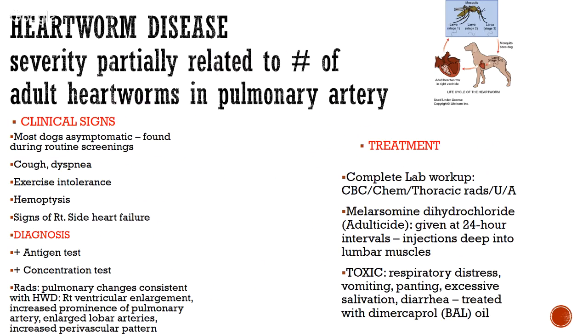X-rays, what will X-rays show? We'll actually see pulmonary changes that are consistent with that heartworm disease and right-sided failure. Right ventricular enlargement, increased prominence of the pulmonary artery, enlarged lobar patterns. There's an increased paravascular pattern around the lungs.